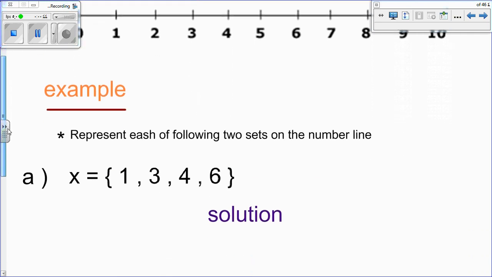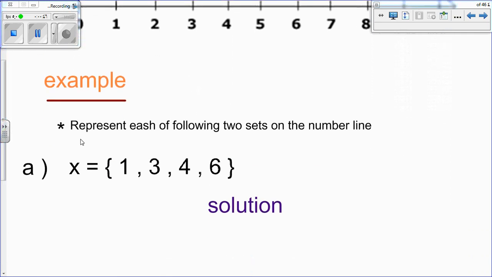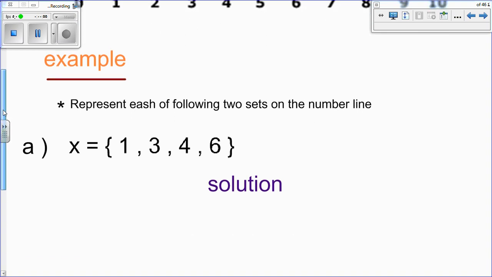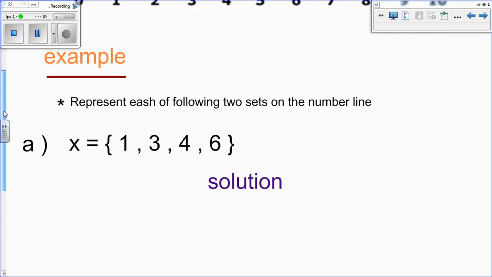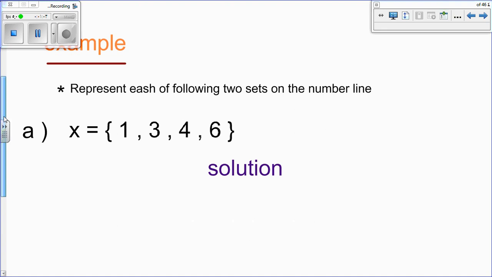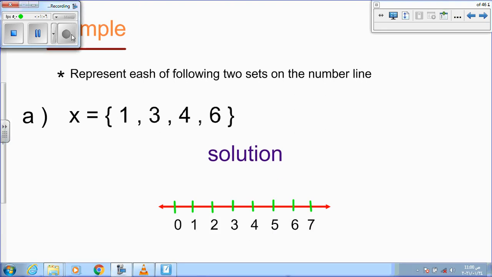Example. Our first example is about representation. Represent each of the following two sets on the number line. The first set X, we have here 1, 3, 4, and 6. How to represent it on the number line? Of course, the first step is to draw the number line. After drawing the number line this way, starting from 0, 1, 2, 3, 4, and so on, let's represent. How to represent? Listen to me.